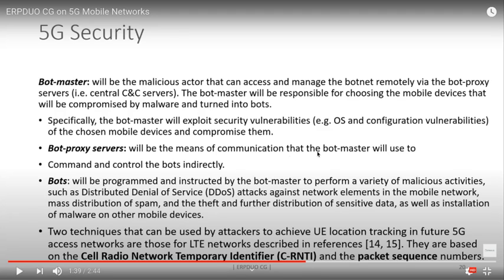Both proxy servers, again, just as I mentioned, are a means of mass communication that the bot master will use to command and control the bots indirectly and probably directly, because servers are storing information and sending information in and out. Bots will be programmed and instructed by the bot master to perform a variety of malicious activities, such as distributed denial of service attacks against network elements in the mobile network, mass distribution of spam, the theft and further distribution of sensitive data, as well as installation of malware on other mobile devices.